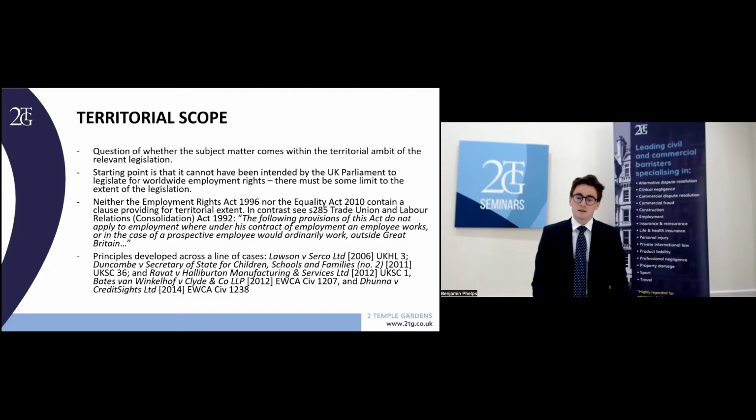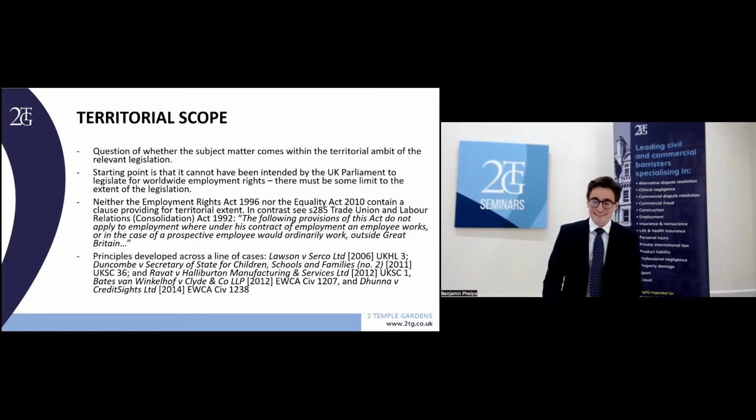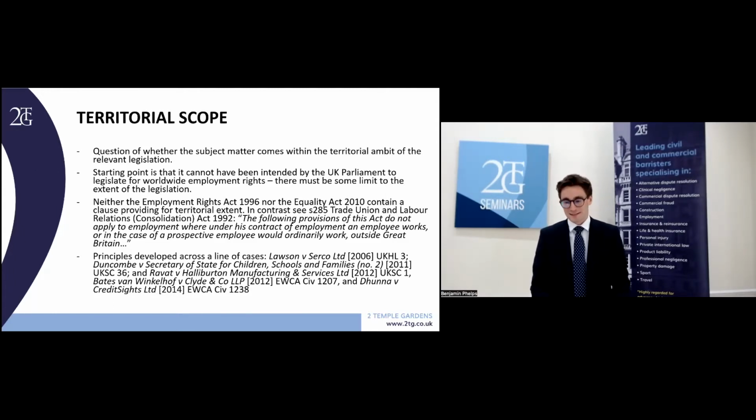Now, the starting point, of course, is that it cannot be intended by the UK Parliament to legislate effectively for worldwide employment rights. When we legislated for the right against unfair dismissal, we can't have intended to give every person in the world the right against unfair dismissal, regardless of where they work or who they work for. There must, therefore, be some limit to the extent of that legislation. But fascinatingly, neither the Employment Rights Act nor the Equality Act, two of the most oft-cited and used employment rights statutes, actually provide for their own territorial extent. That is in contrast to other employment legislation, such as Section 285 of TULRCA, which does make provision for its territorial extent.